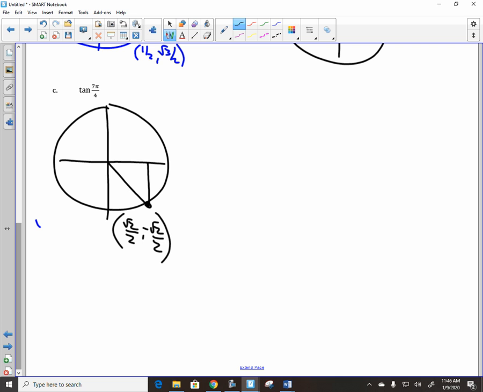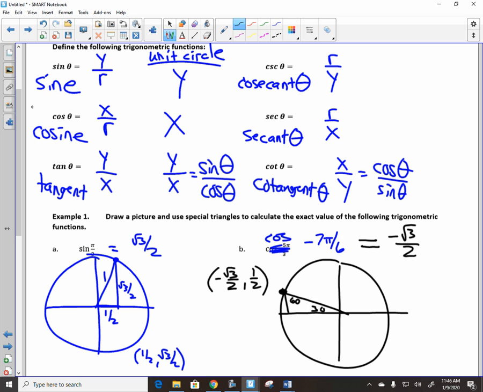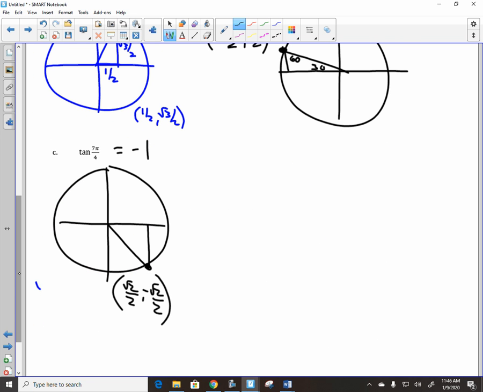How do I determine tangent? And if I divide these, I would get negative 1. Earlier, we talked about tangent. We said it's y over x, or rise over run. What else is rise over run? Slope. The tangent of an angle is simply also the slope of the line. If you notice this 45-degree angle right there has a slope of negative 1.